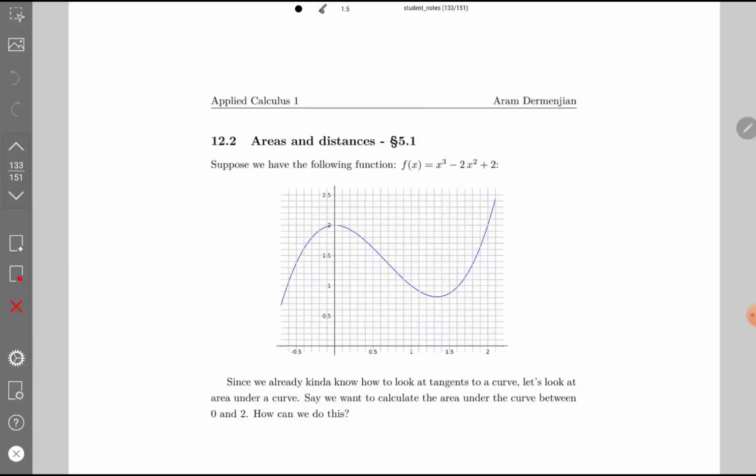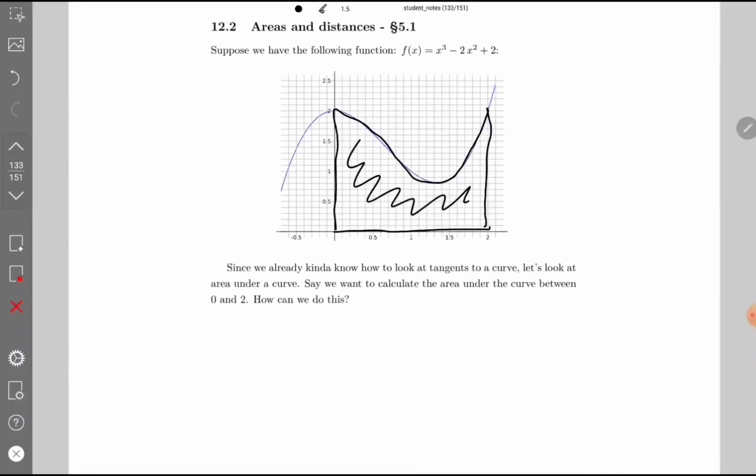I have x cubed minus 2x squared plus 2 here in blue. What we're going to want to do is calculate the area under the curve between 0 and 2. So how do we do this? Let me see. I want to calculate this area, right?